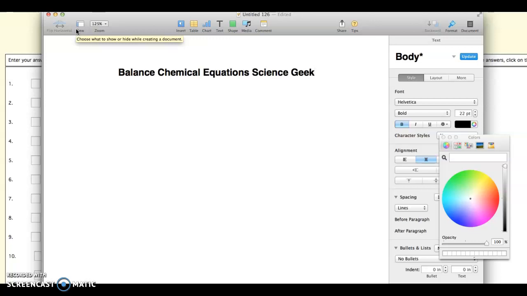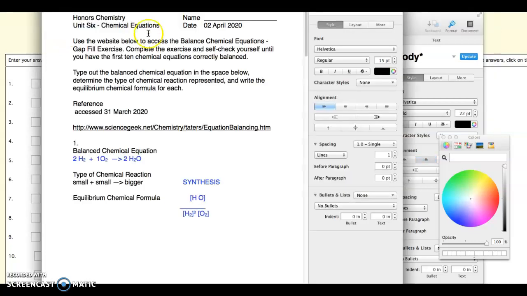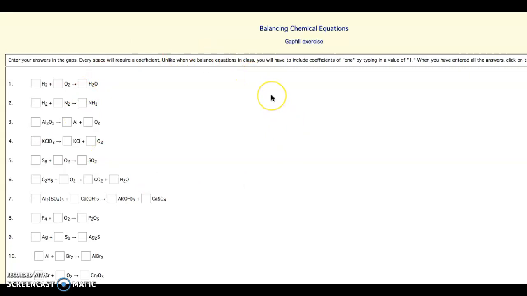It should be a relatively simple exercise. It's actually on the internet, on the website. I'm going to give you a website to do, and I'm going to tell you what you need to do. You can type in "balanced chemical equations Science Geek," or you can use the website that I'm going to give you, which is going to be on your sheet. You just click on that, and it'll bring you to this screen that looks like this.